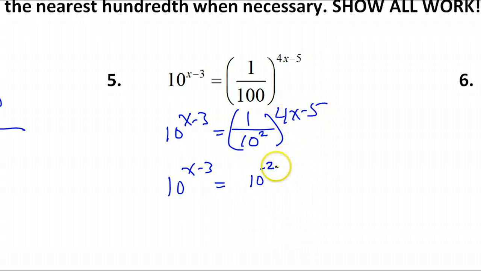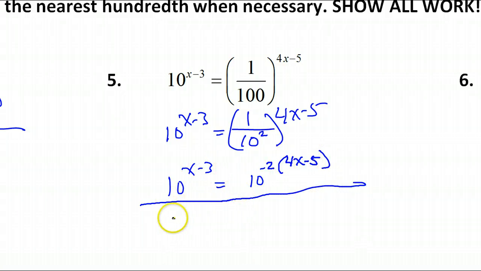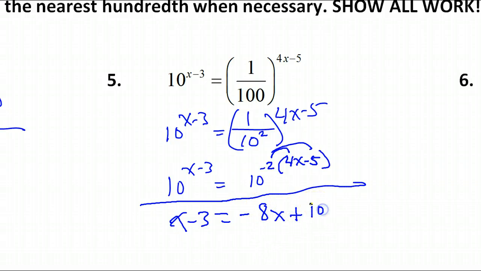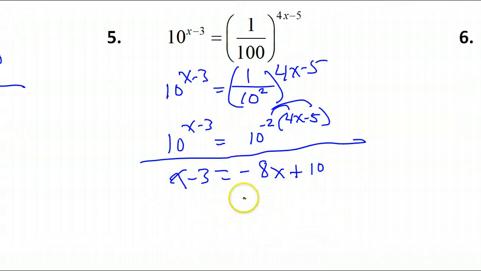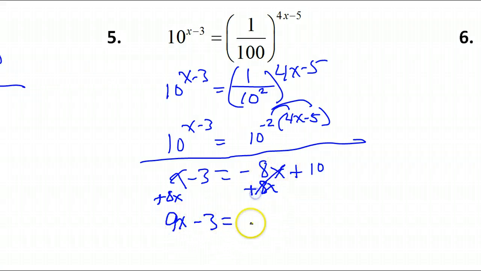But now I've got this 4x minus 5, which I put in parentheses. Now that the bases are the same, I can set the exponents equal to each other. So x minus 3 should equal, and I'm going to do the distributive property here, negative 8x plus 10. As soon as I see the x's on both sides, the first thing I'm going to do is cancel one of them out. So I would add 8x to both sides, which gives me 9x minus 3 equals 10.